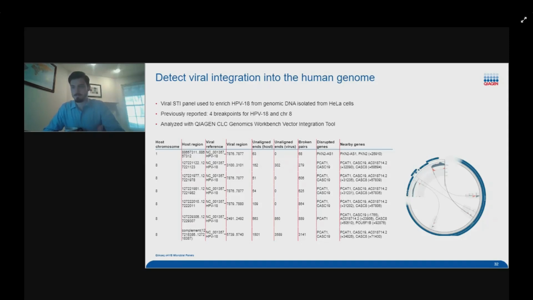Now, this is mostly already characterized, but it is a good highlight of the technology with our bioinformatics tools that this is possible. So for any of the viruses in the panels that I've already described that do integrate into the human genome, you can use this vector integration tool to detect where in the human genome they have integrated.